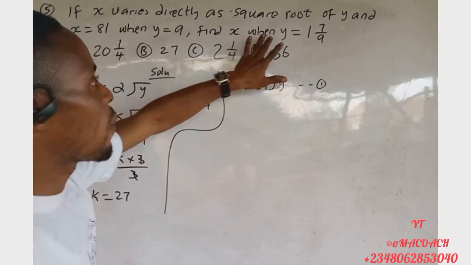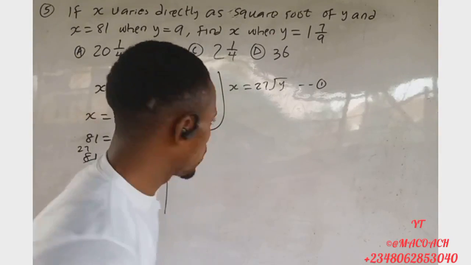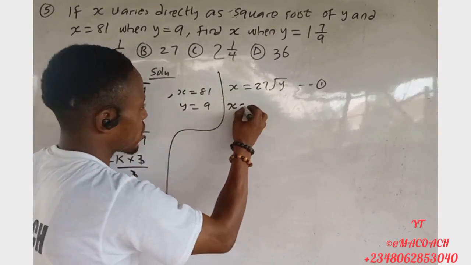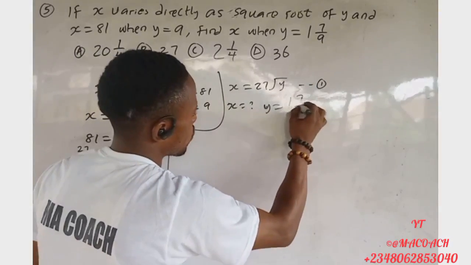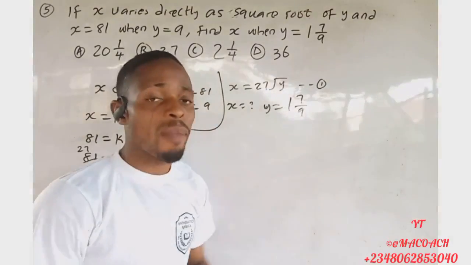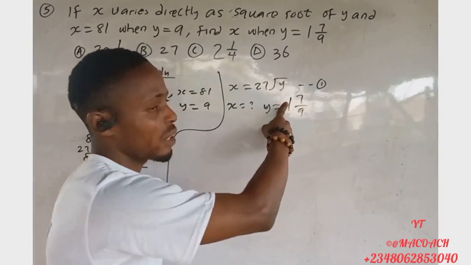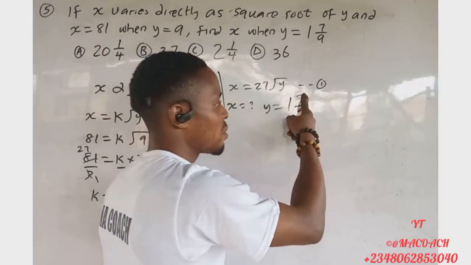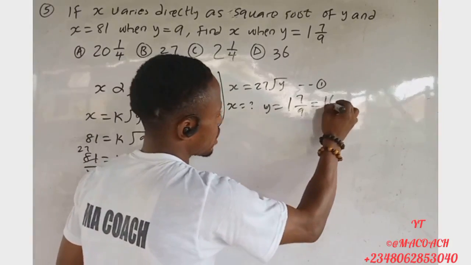And I say now, when our y is equal to 1 and 7 over 9. So now, to calculate s, we have our y equal to 1 and 7 over 9. Okay? So let's convert this fraction to an improper fraction. To convert it, 9 times 1 we have 9, right? 9 plus 7 gives us 16. So now our y becomes 16 over 9.